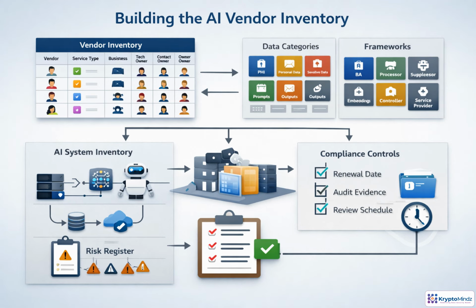A vendor inventory is the bridge between AI systems and third-party governance. Capture the vendor, service, supported use case, and business, technical, and contract owners. Then map the data involved, including PHI, prompts, outputs, embeddings, logs, and metadata. Finally, assign the regulatory role and connect the record to controls, evidence, renewals, risk ratings, and review dates. Without that linkage, due diligence becomes guesswork instead of repeatable oversight.